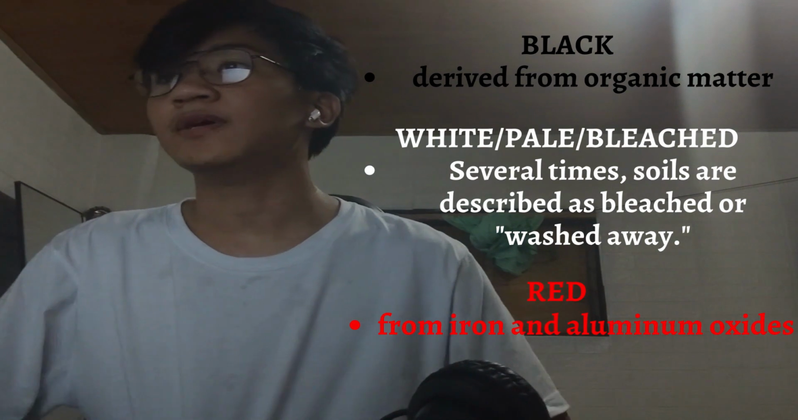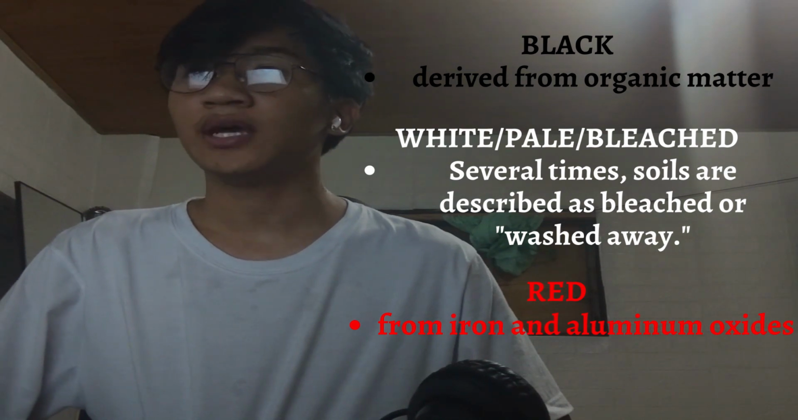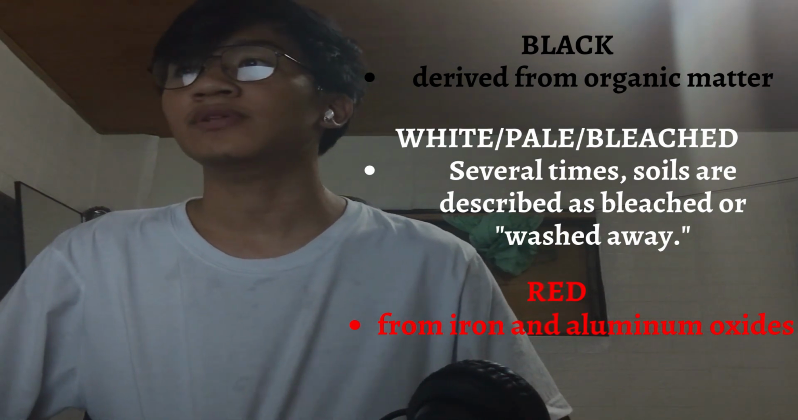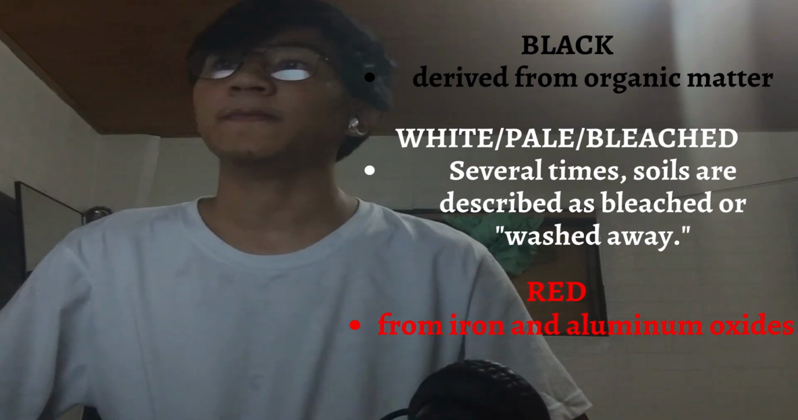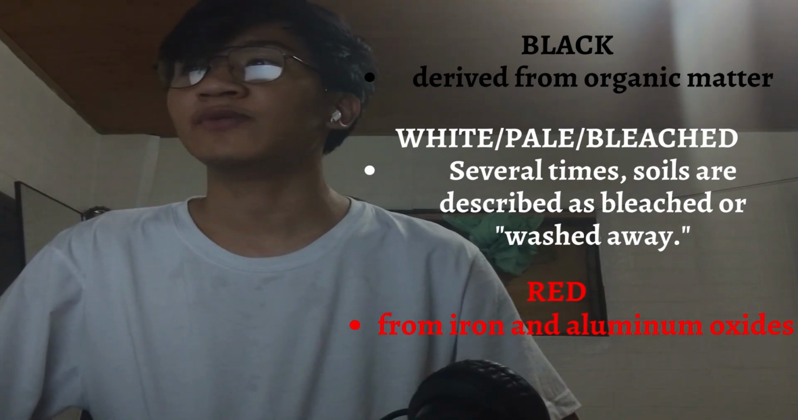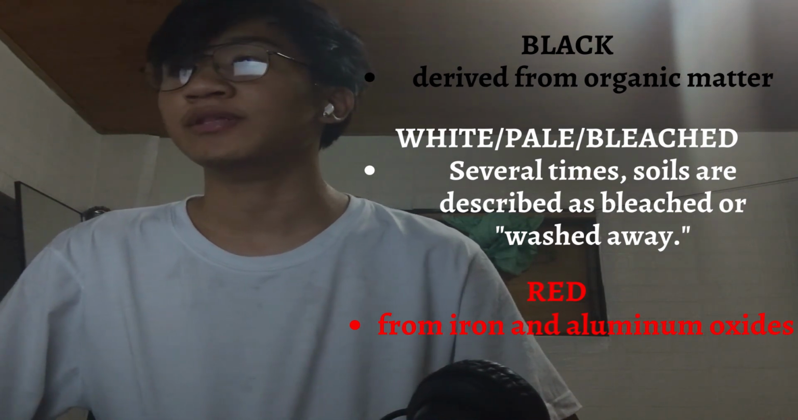Next is red. It's from iron and aluminum oxides. These colors indicate good drainage. Iron found within the soil is oxidized more readily due to the higher oxygen content. This causes the soil to develop a rusty color. The color can be darker due to the organic matter.